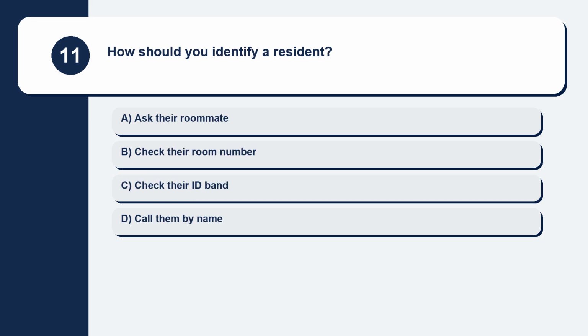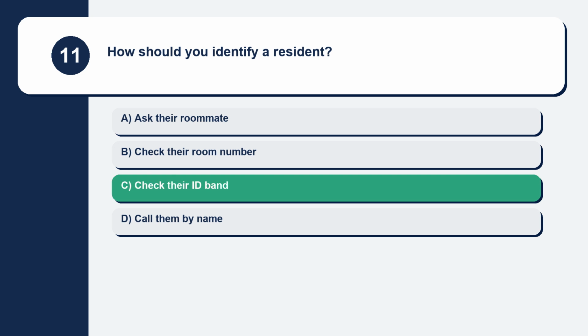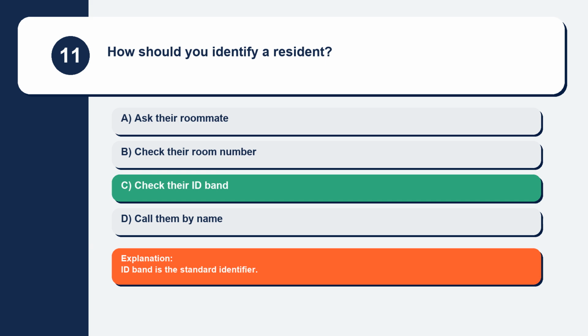Question 11. How should you identify a resident? Ask their roommate, check their room number, check their ID band, or call them by name? The ID band is the standard identifier.